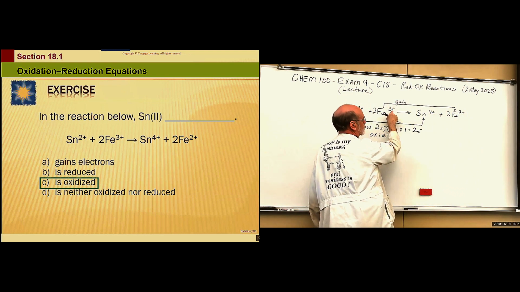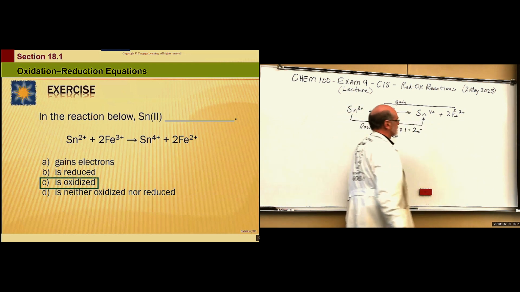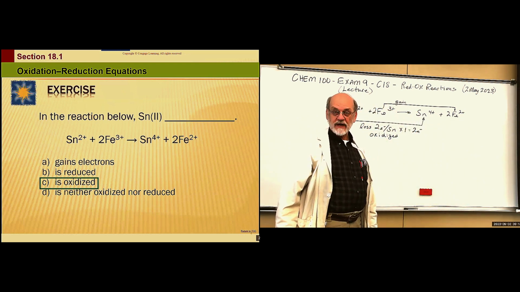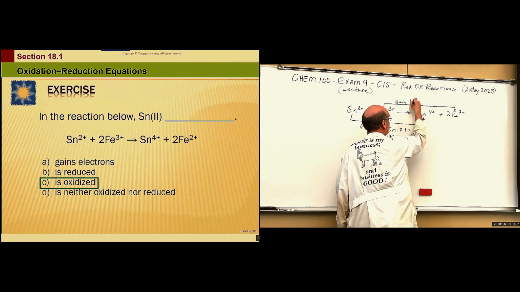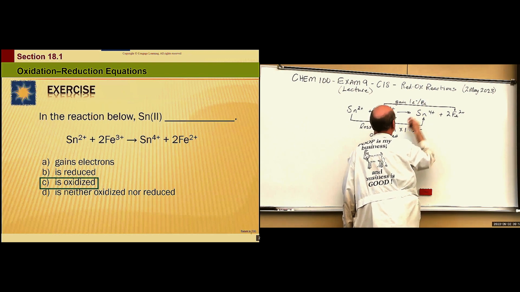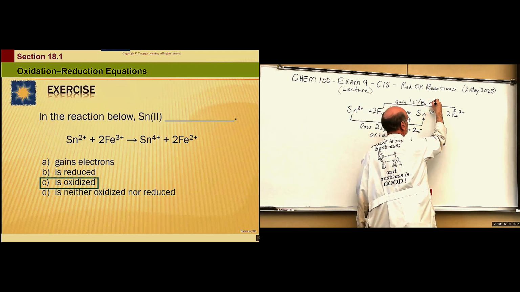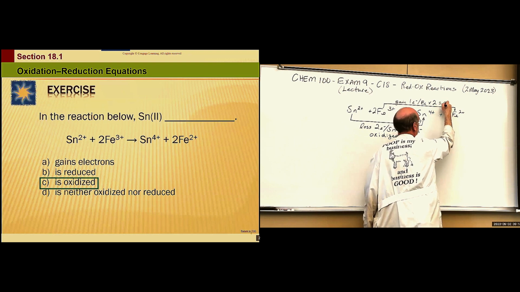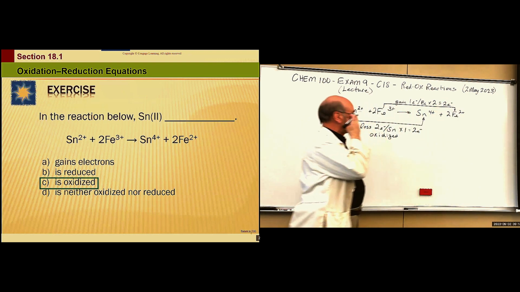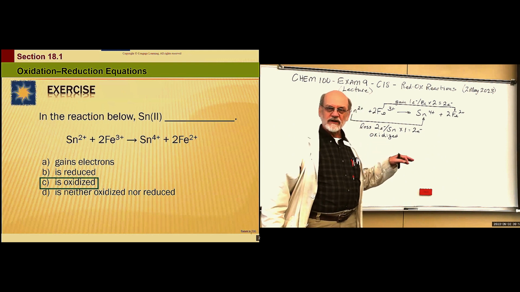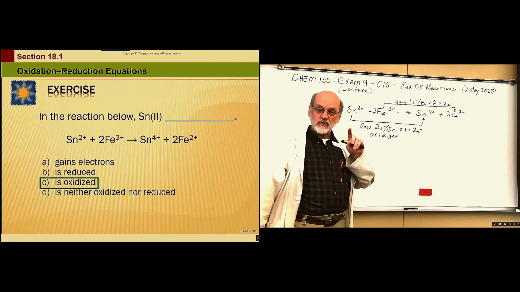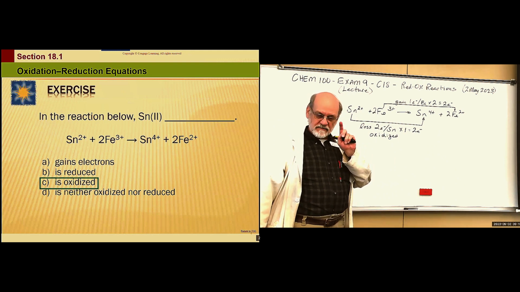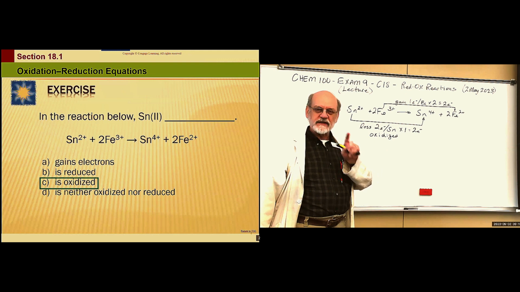What did it gain? Well, it went from a 3 plus to a 2 plus. So the number got smaller. Instead of 3, it's a 2 plus. So it gained one electron for every iron. But we have two irons, so two electrons total were gained, while two electrons total were lost. That's another rule. The number of electrons that are lost must always equal the number of electrons gained in a chemical reaction.